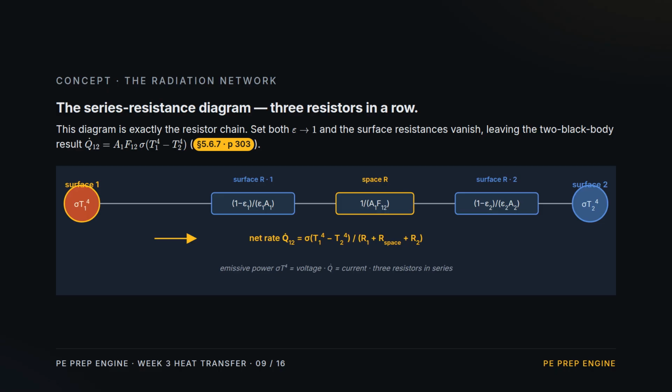Set both emissivities to 1 and the surface resistances vanish, leaving the two black body result, A1 F12 sigma times the difference of fourth powers. Same series resistance bookkeeping as the conduction networks, only the resistor definitions change.